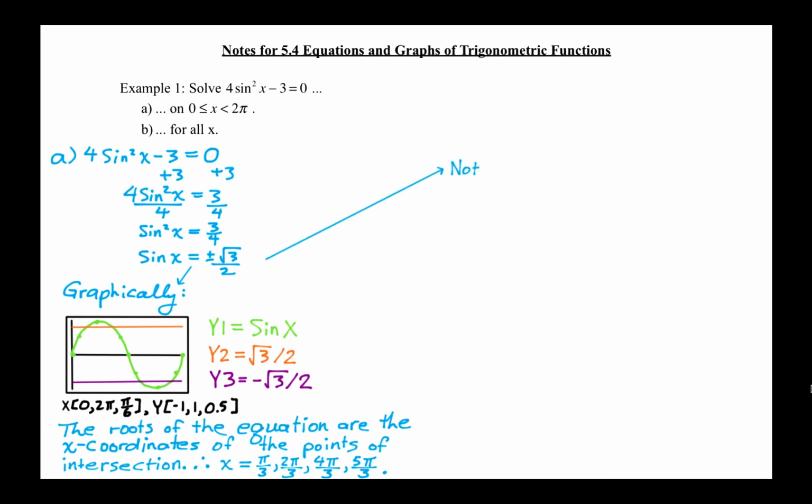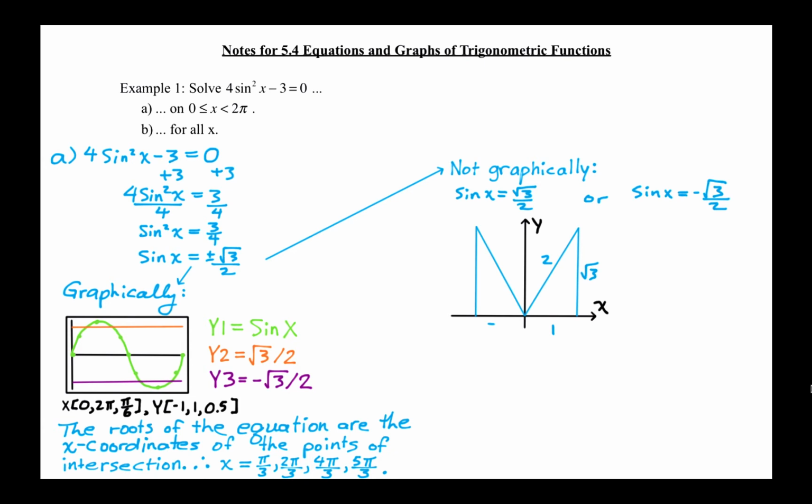Now, you don't have to do the solution graphically. Here's a non-graphical solution. What I would do is separate it into sine x can be root 3 over 2 or sine x can be negative root 3 over 2. And I would draw out the two solutions in standard position. So here's x1 and x2.